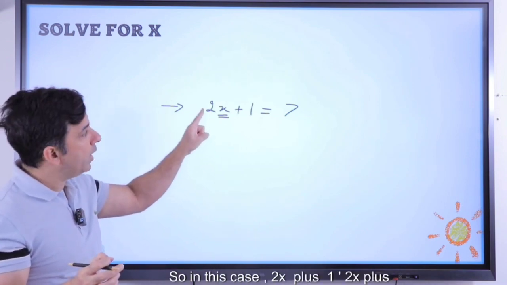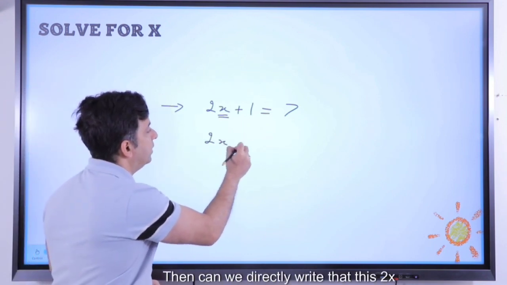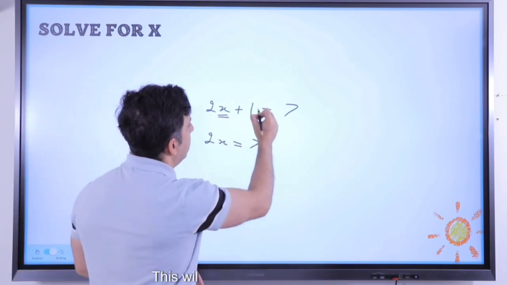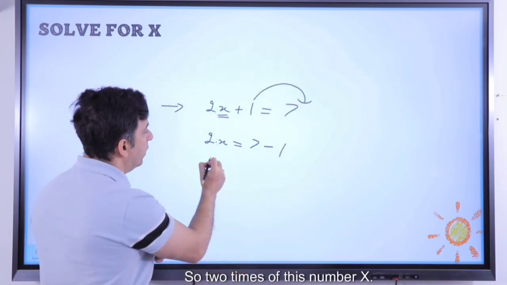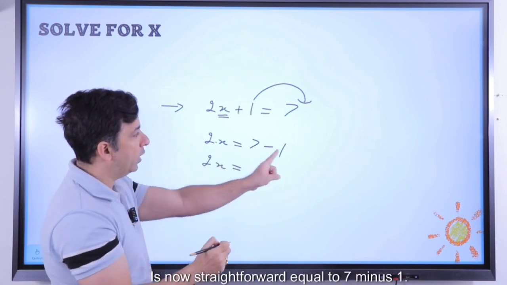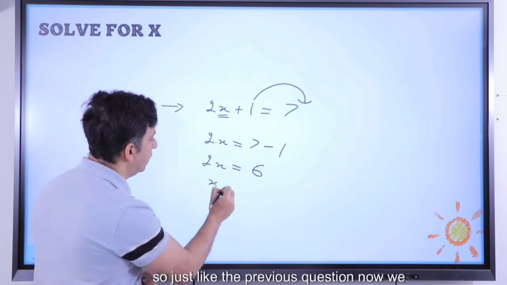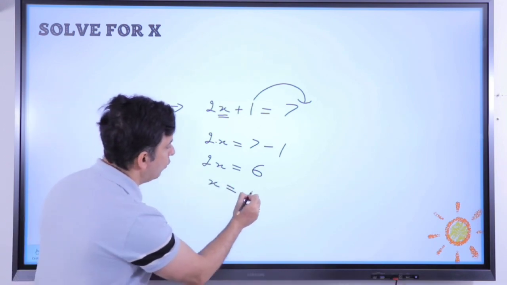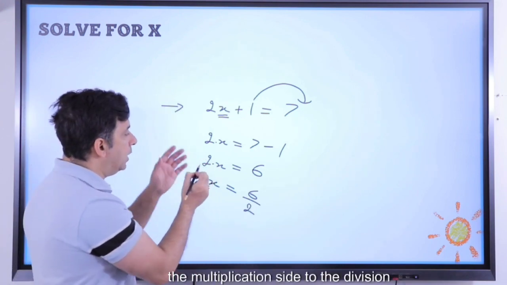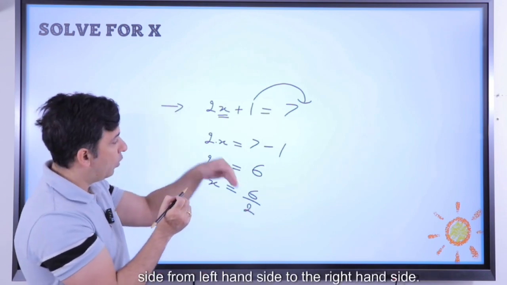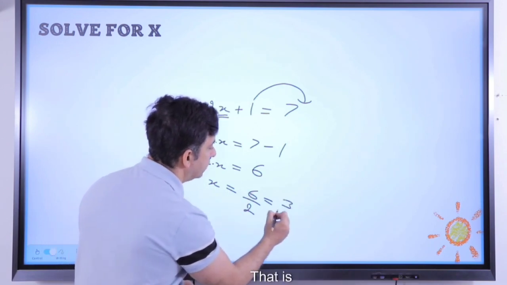So in this case, 2x plus 1 is equal to 7. Can we directly write that 2x would be equal to 7? We'll simply take this 1 on the other side first. So 2 times this number x is equal to 7 minus 1, that is 6. Just like the previous question, now we can see that x is equal to 6 divided by 2. We are simply taking this 2 from the multiplication side to the division side, from left hand side to the right hand side. So x would become equal to 6 divided by 2, that is 3.